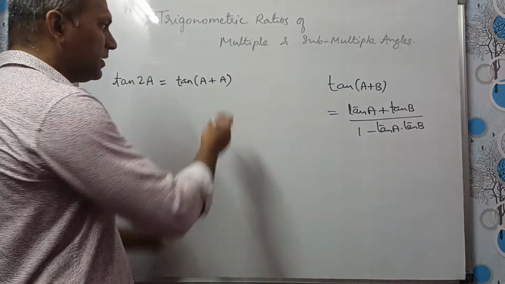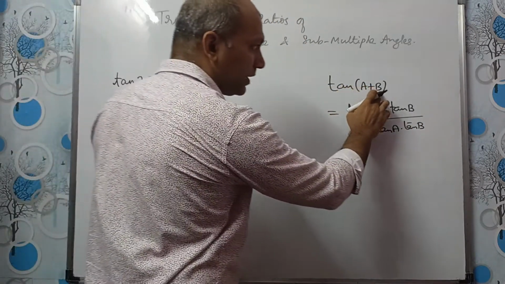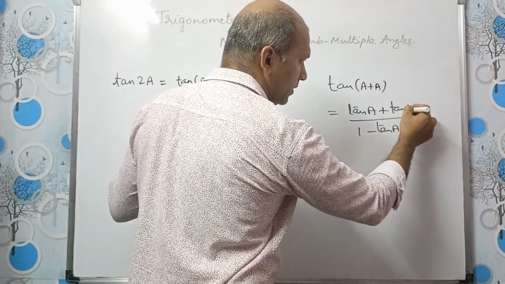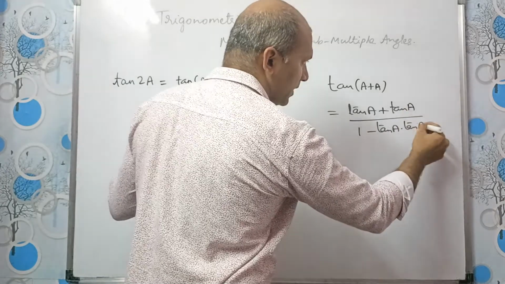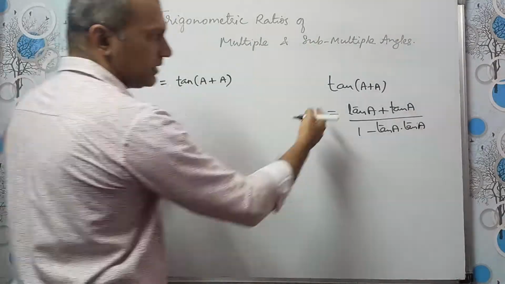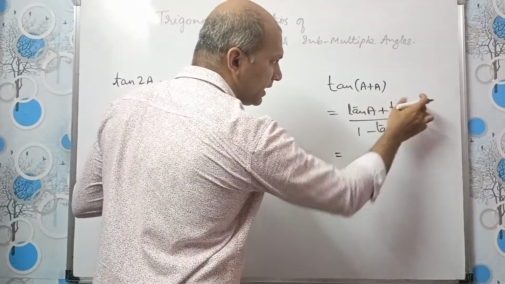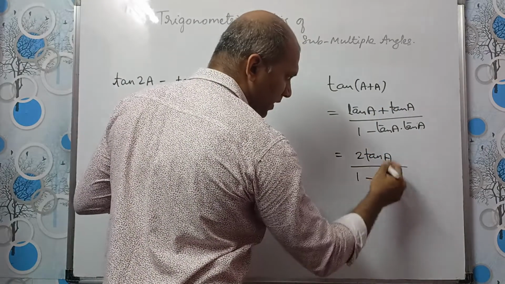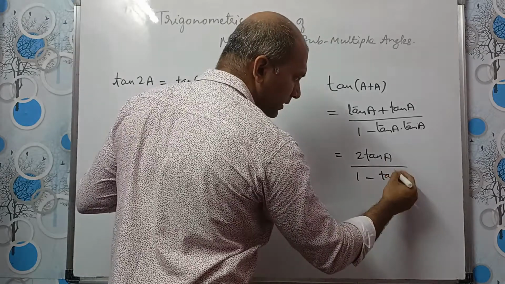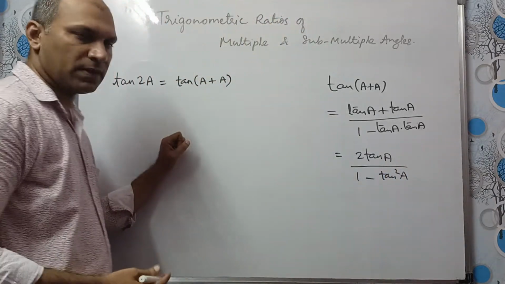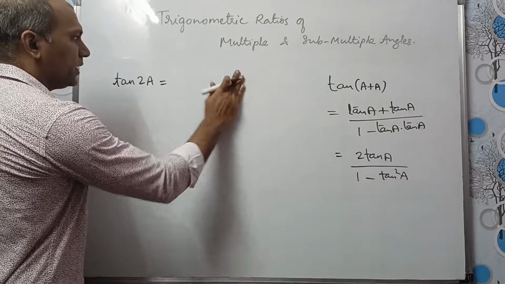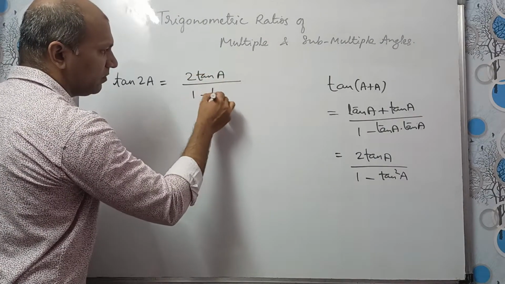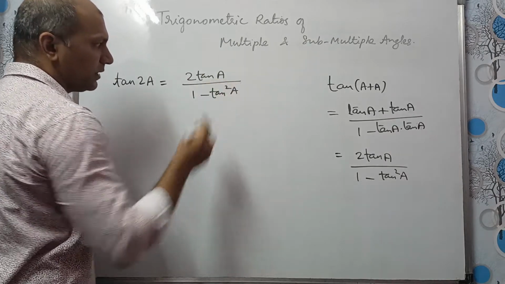Same thing. In place of B, write A again. Here A, here also A, and here also A. So tan(A plus A), that is tan 2A, is equal to how much? Tan A and tan A is 2 tan A divided by 1 minus tan A multiplied by tan A, tan square A. Okay. So this tan 2A is the same as 2 tan A divided by 1 minus tan square A.